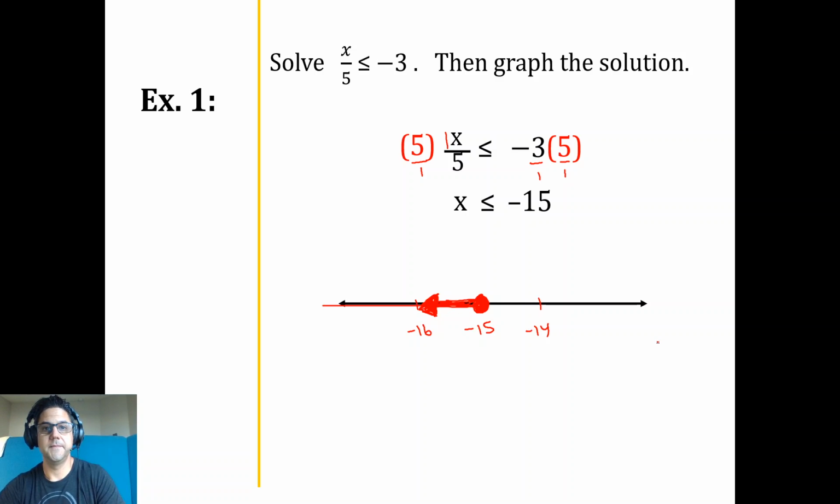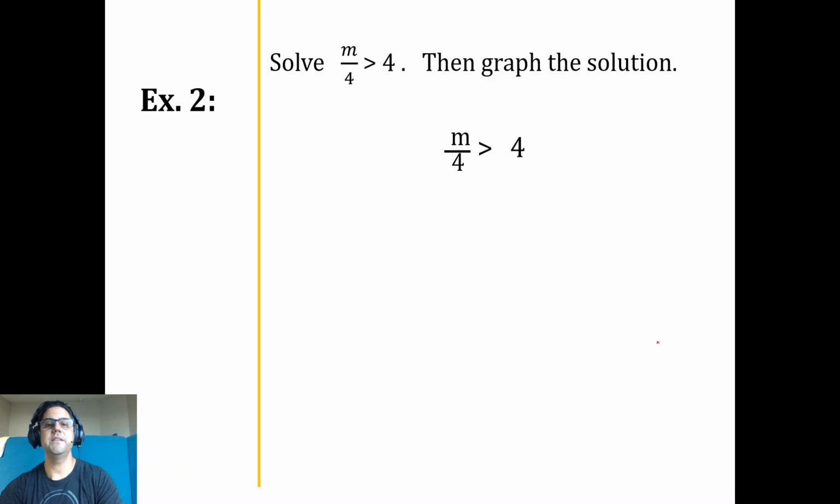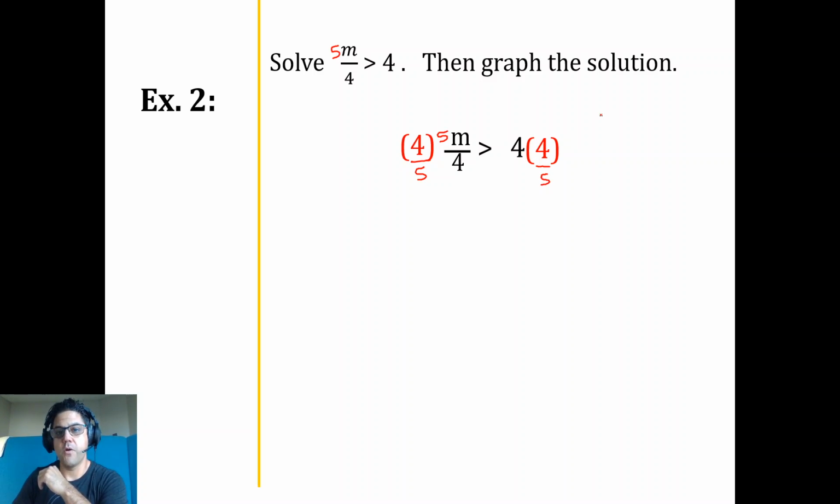Excellent. This one's almost the same. So let's change it to 5 over 4. Just a little bit different. All right, so that means I need to multiply both sides by the reciprocal. So that would be 4 over 5, both sides, which would give me 4 over 1 times 4 over 5. Nothing I can cross cancel. So that means m is greater than 16 over 5.